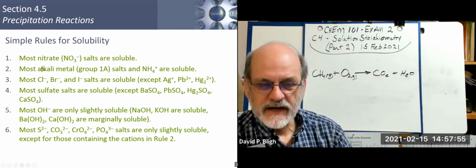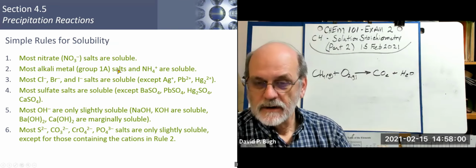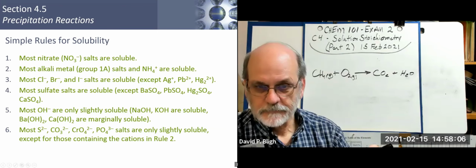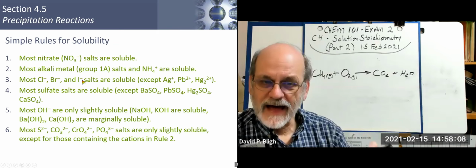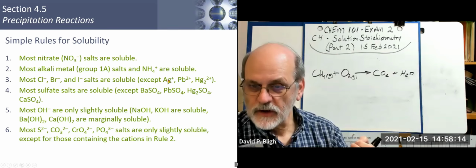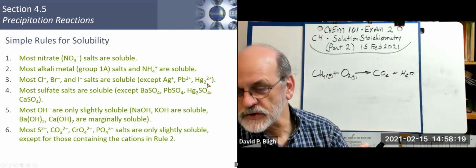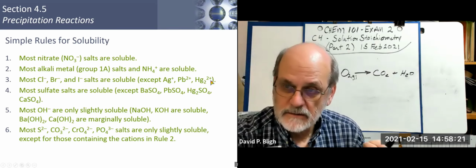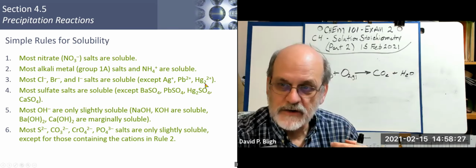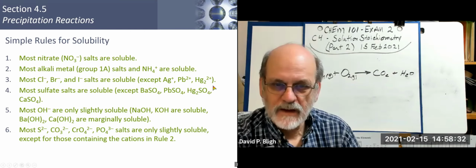Okay, we can say that most of the alkali metals in group 1 are soluble, and ammonium compounds are soluble. Most chloride, bromide, and iodide salts are soluble, except for these right here: silver, lead, and mercury 1. Notice that that's mercury 2 times with a 2 plus charge, which means each mercury is only +1. Right? So that's why I said mercury 1. But those are insoluble.